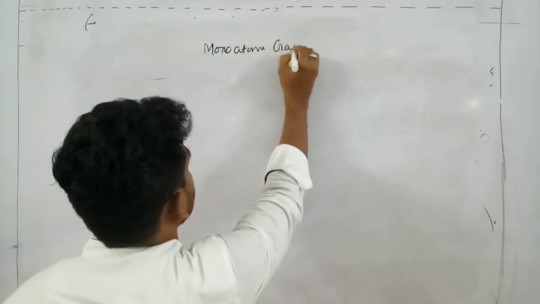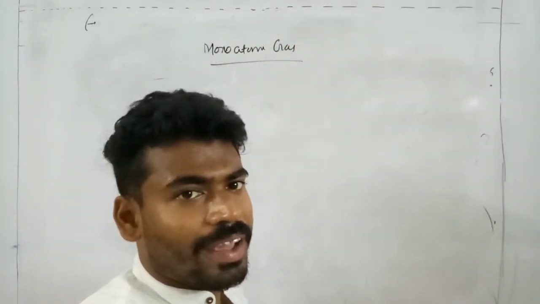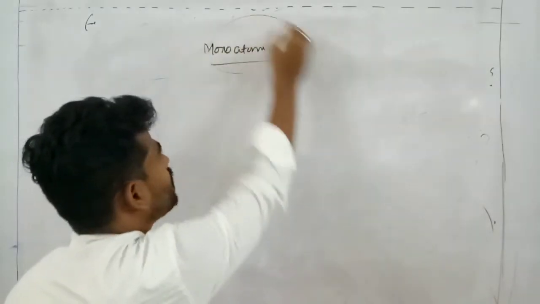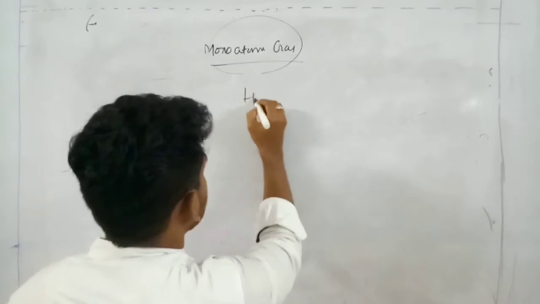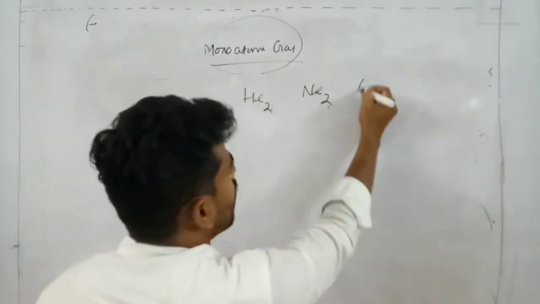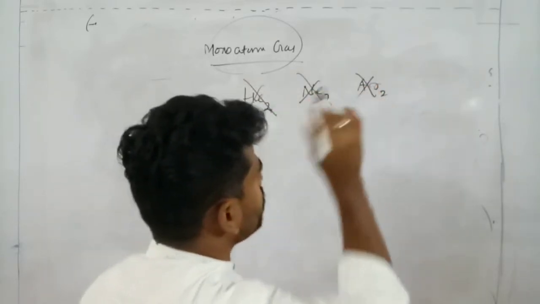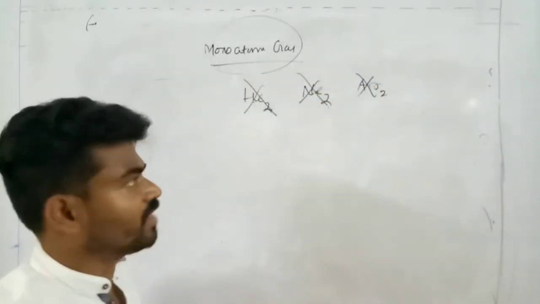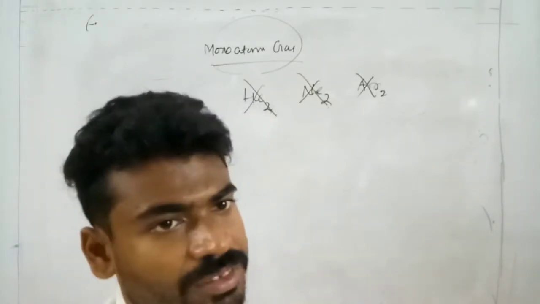Next very important property is monoatomic gas. All the noble elements exist as monoatomic gases. Have you ever seen He2, Ne2, Ar2? No, this form never exists, because they have a stable octet configuration and zero valence. There is no combining capacity in such elements.